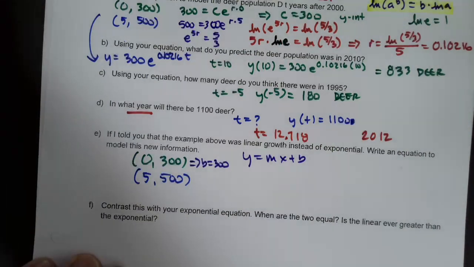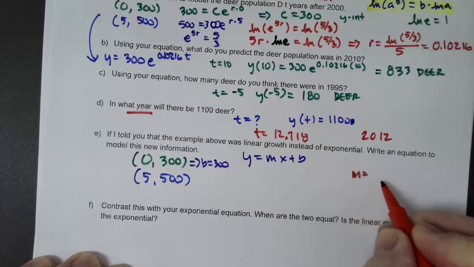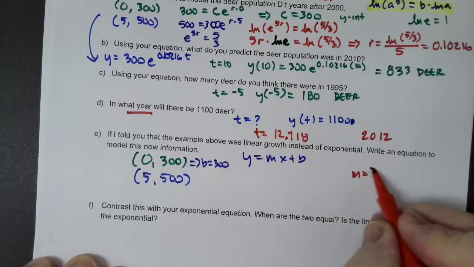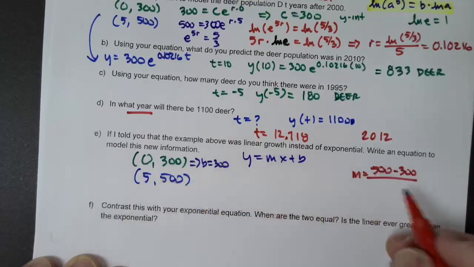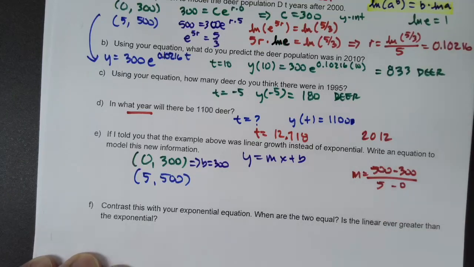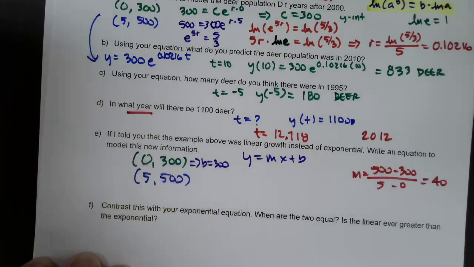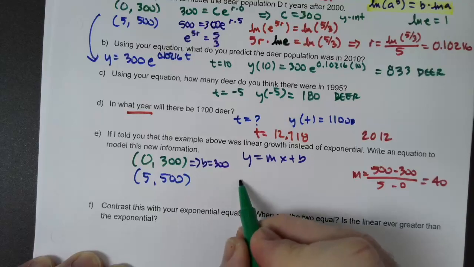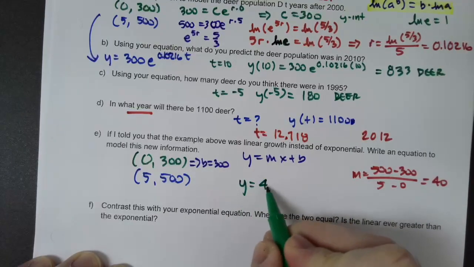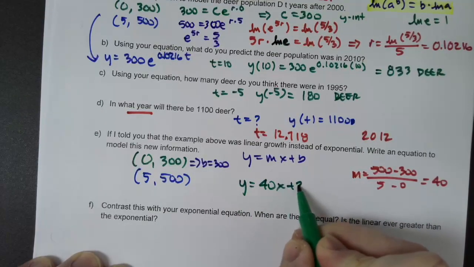So let's calculate the slope. We know the slope will be y2, 500, minus y1, 300, divided by x2, 5, minus 0. That, of course, will be 200. 200 divided by 5 should give us 40. We have a slope of 40, excuse me. So the equation would be y equals 40x plus 300.